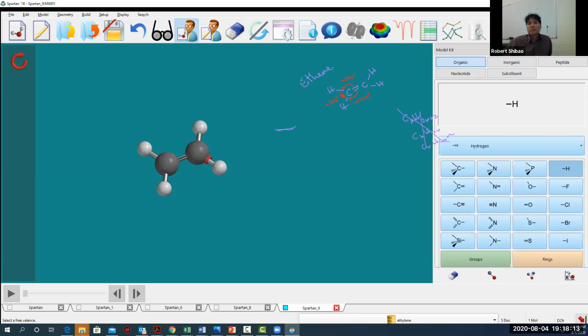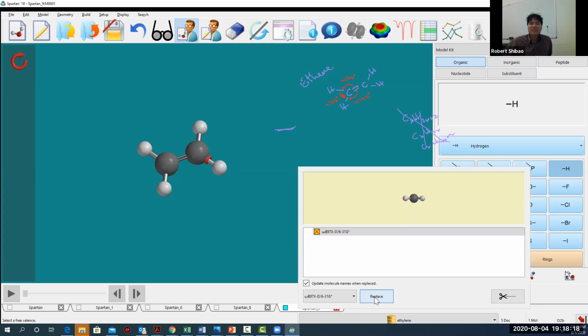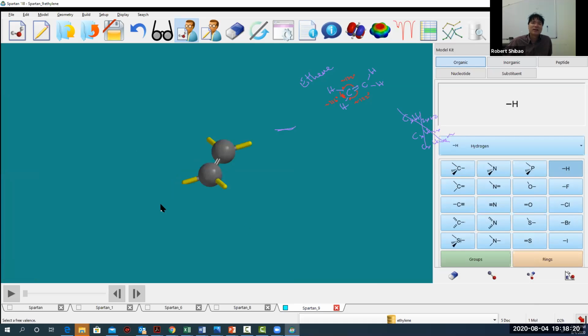We call this ethene or ethylene. Ethylene is another name for this. I'm going to replace that. So we got that. You can check out the angles.